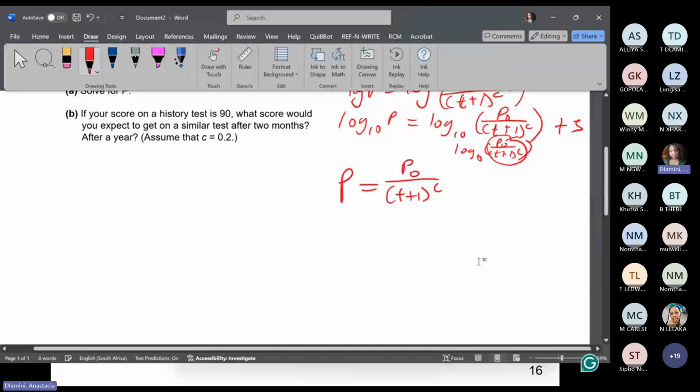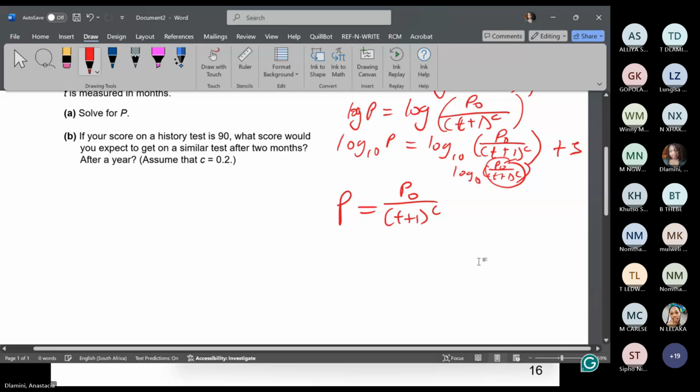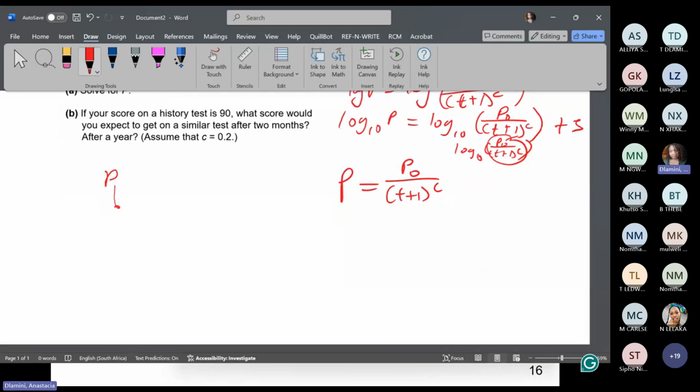So now they say if you score 90 on a history test, what score would you expect to get on a similar test after 2 months? So they're saying that initially you had 90. I'll do this together. Initially you had 90. So P will be equal to 90 over T after 2 months. So it will be 2 plus 1, where C is 0,2. We'll find the answer there.